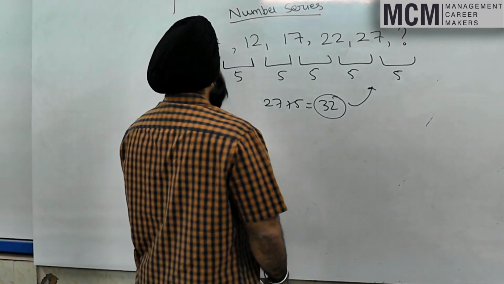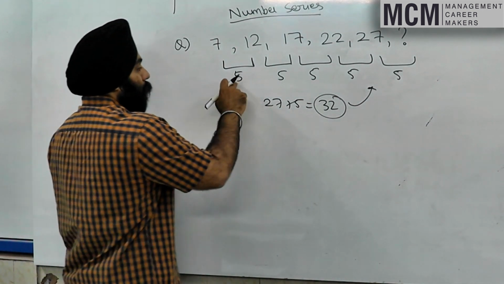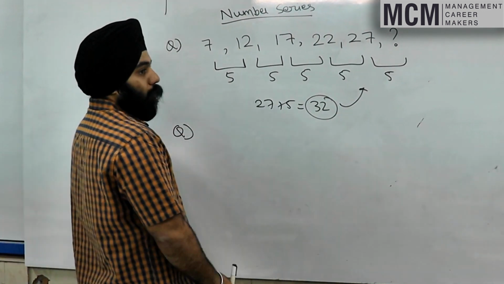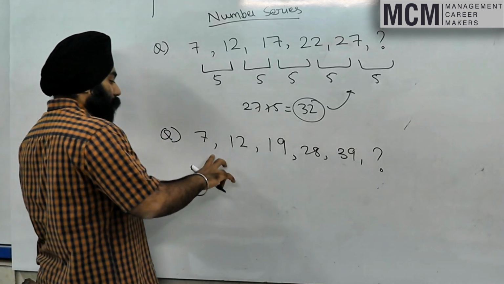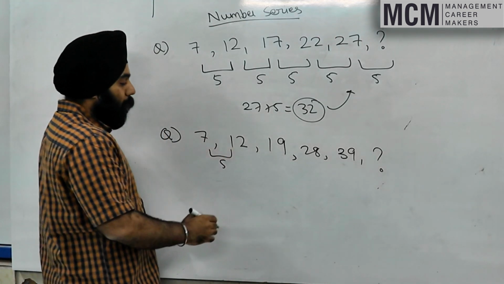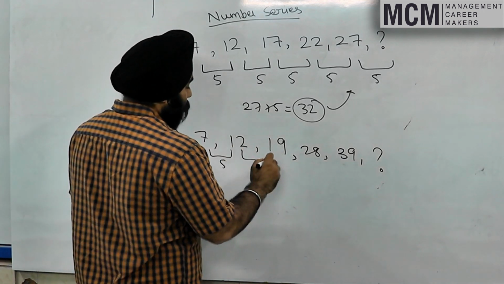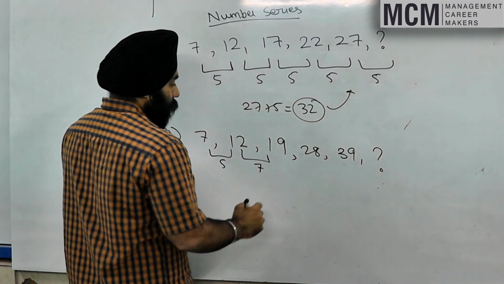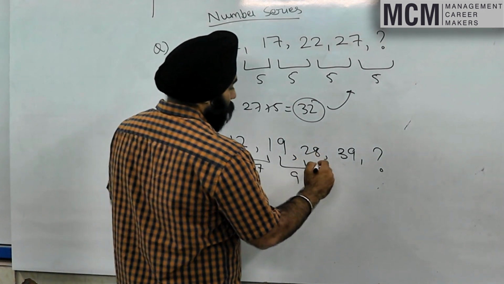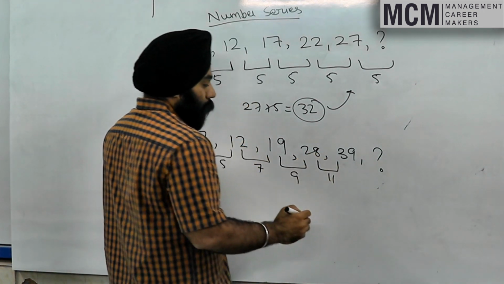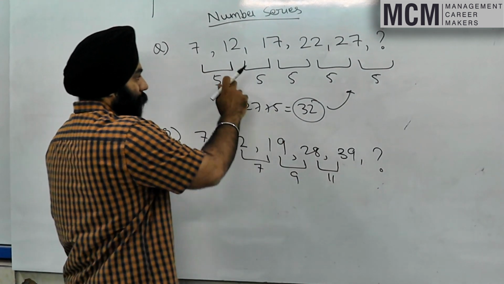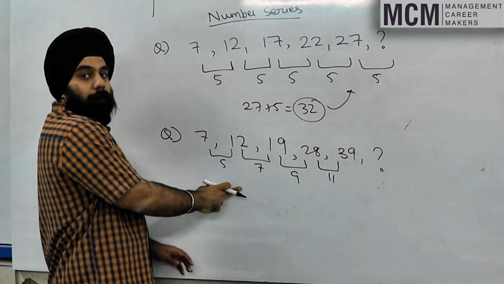Now, one process is looking at only the difference. We have another type of question where, what is the difference between 7 and 12? We have 5. What is the difference between 12 and 19? 7. Difference between 19 and 28, 9. Difference between 28 and 39, 11. Now you notice that there is no pattern exactly like the previous question which is formed over here.